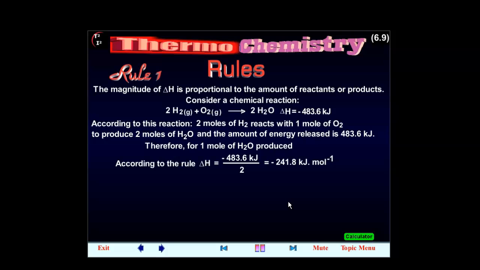I was trying to go back to check why we divide by 2. We divided by 2 because this total change of heat produces 2 moles, and we want to have 1 mole of water. So if 2 moles of water produced needed negative 483.6 kilojoules, then 1 mole of water would be divided by 2. That's where the 2 comes from, just in case you're confused. All right, let's move on.